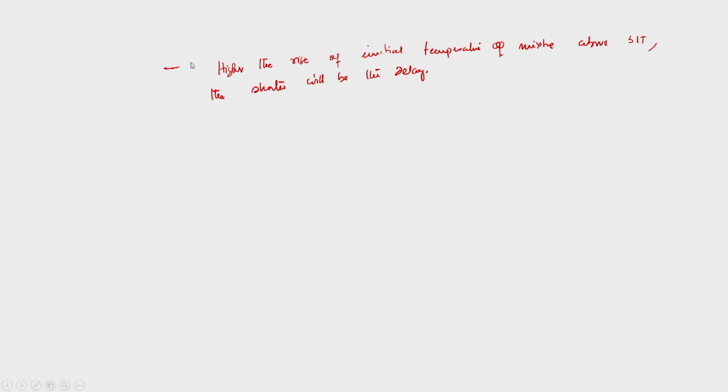So that means by increasing the temperature, the delay reduces, though it depends upon many things: air fuel ratio, presence of gases, density, and the values of SIT and ID. So the higher the initial temperature of the mixture above the SIT, the shorter will be the delay, and this reduction of the ignition delay essentially comes from the reduction of the chemical delay period.